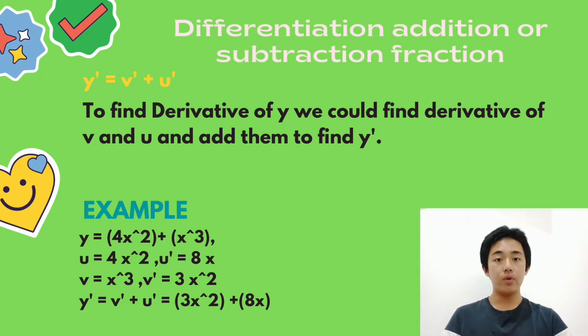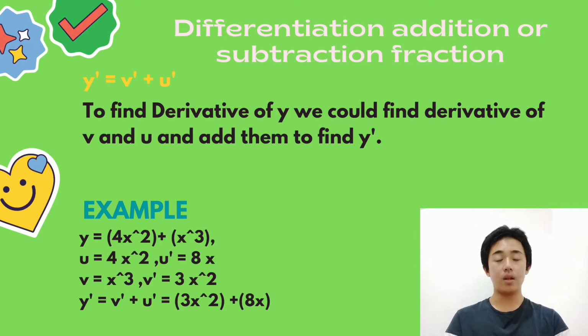And if v is x cubed, that means v prime is 3x squared. Remember how we do it? We put down the power of the number, we times it with x, and we decrease the power by minusing it with 1. So we get u prime is 8x and v prime is 3x squared.